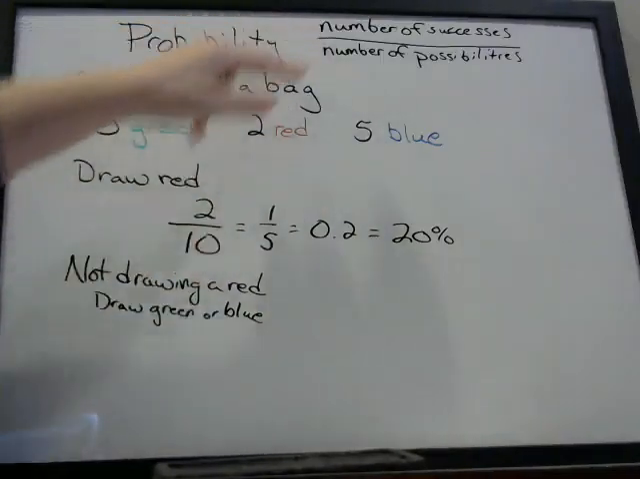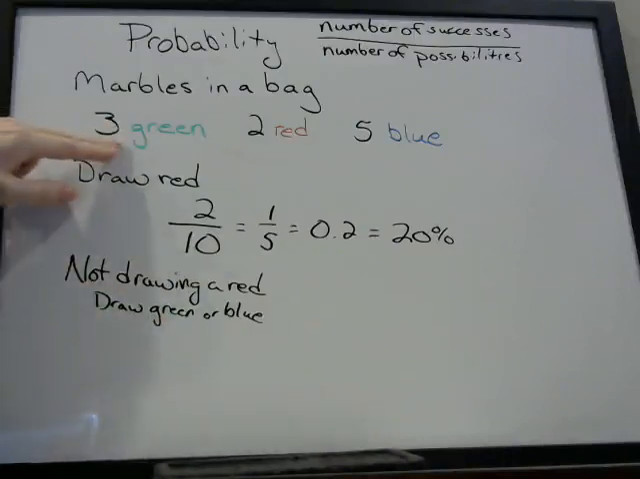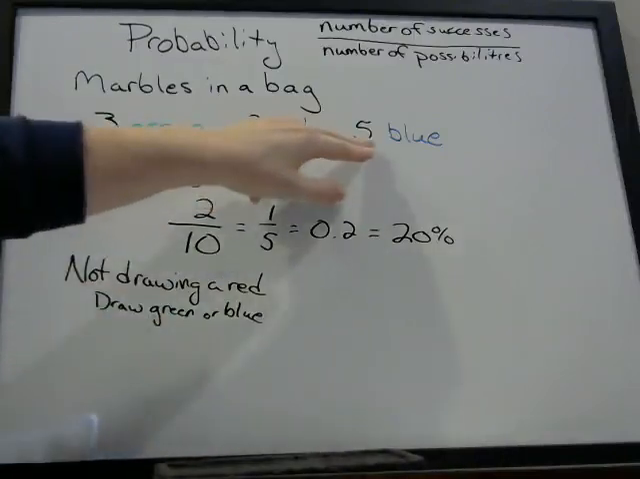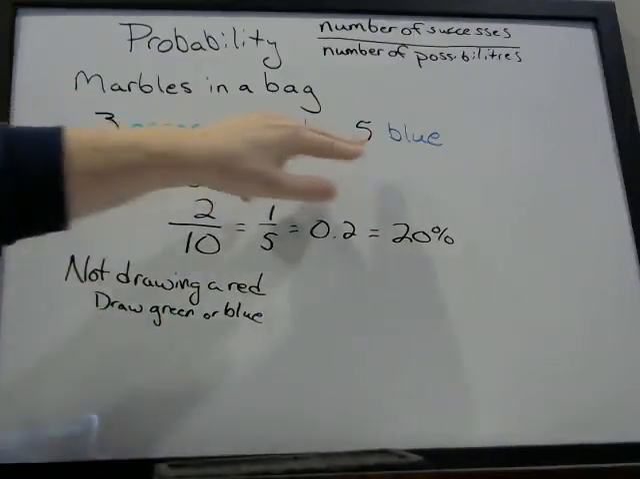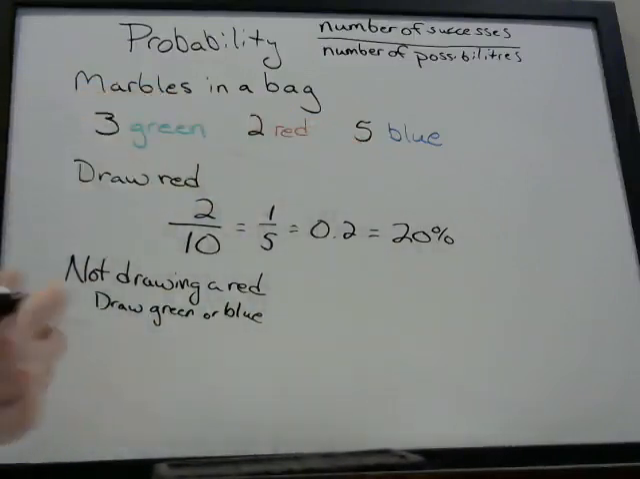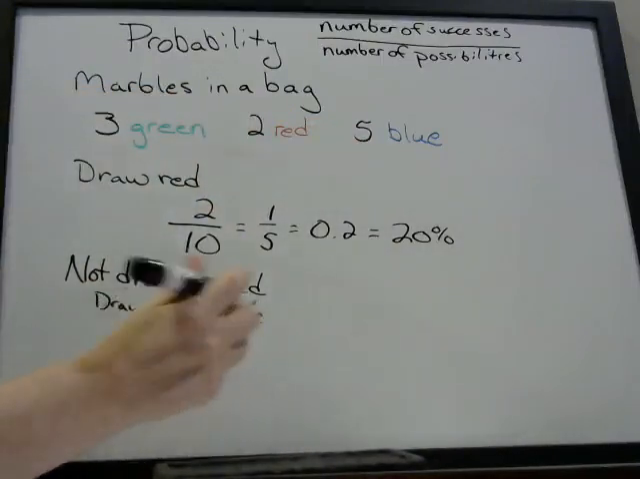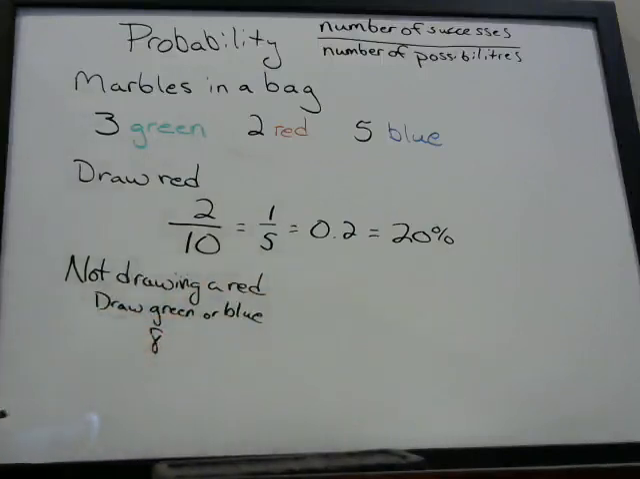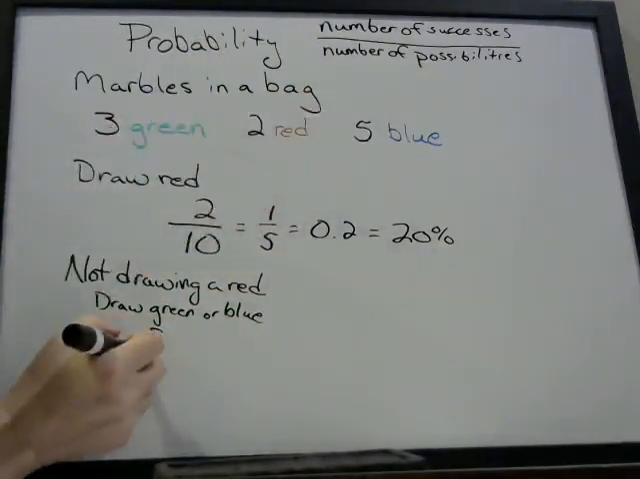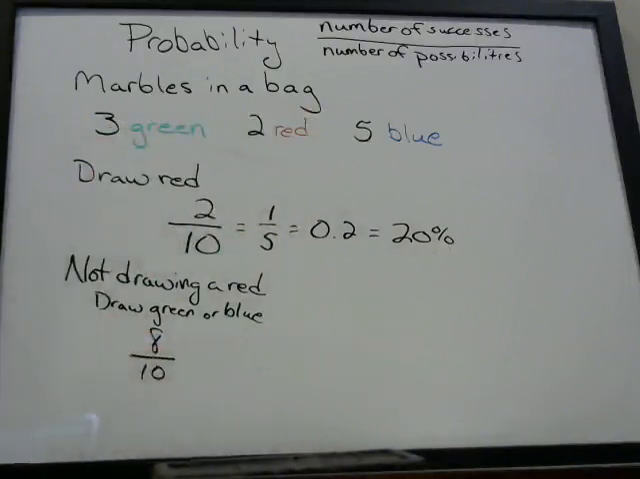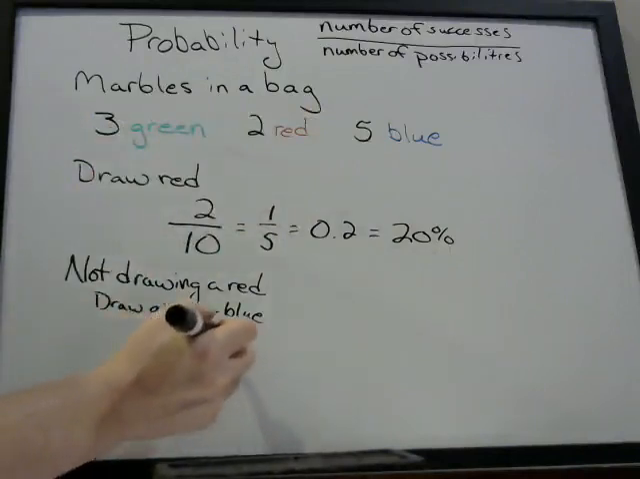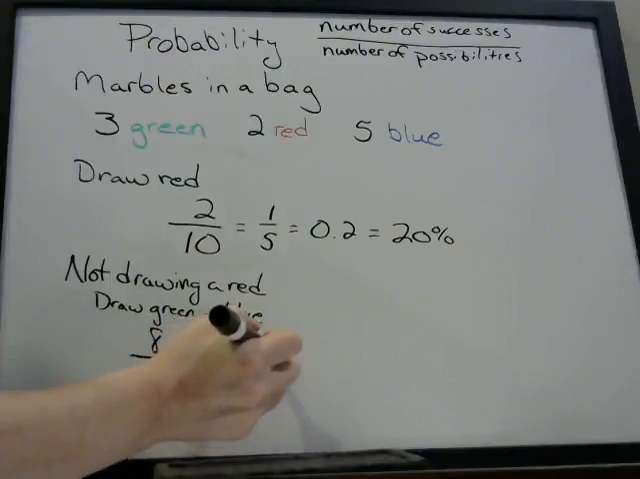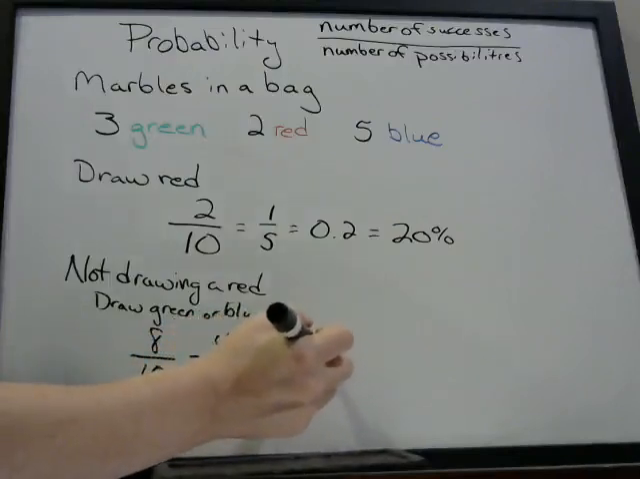Well, our number of successes: to draw a green, we have 3 marbles in there. To draw a blue, we have 5 marbles in there. So that's a total of 8 marbles, 3 plus 5, because we'll be happy with either one, a green or a blue. What's the total number of possibilities? Well, there's again 10 marbles in the bag. So 10 goes in the denominator. Write that in lowest terms or as a percentage.